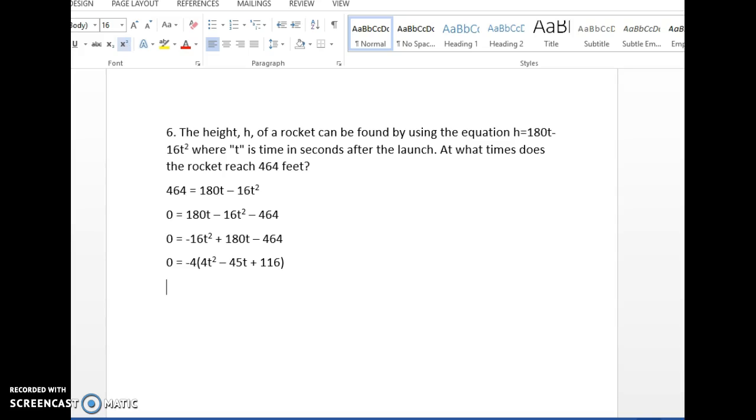All right, my next step, let's divide each side by -4. And the reason I like to do that is it makes the equation a lot simpler. So 0 divided by -4 on the left is just 0. And -4 divided by -4 right here is equal to 1. And then 1 times all of that is just 4t squared minus 45t plus 116.